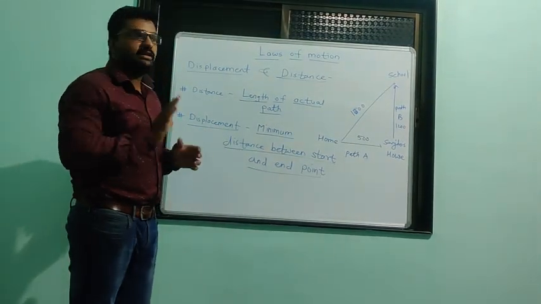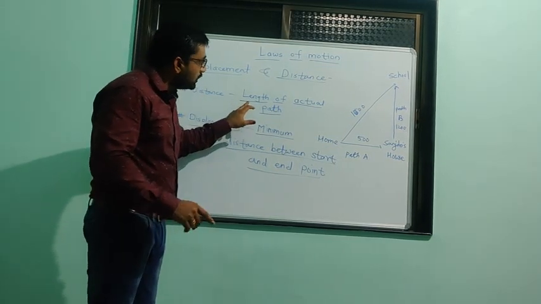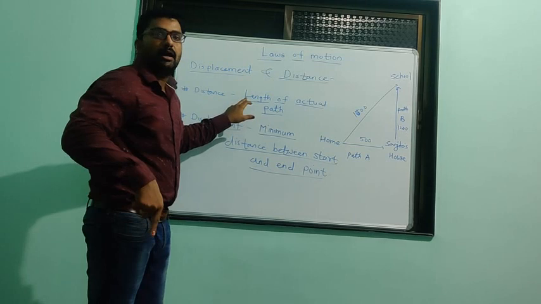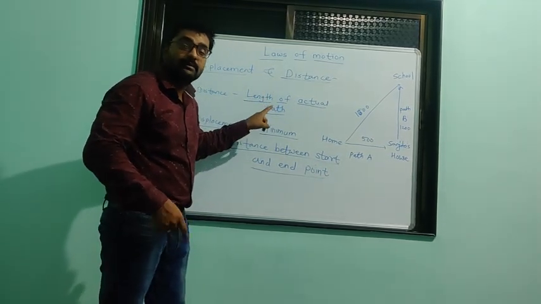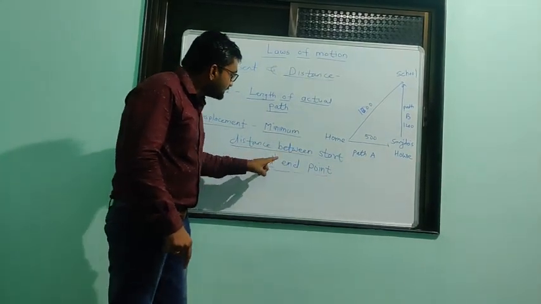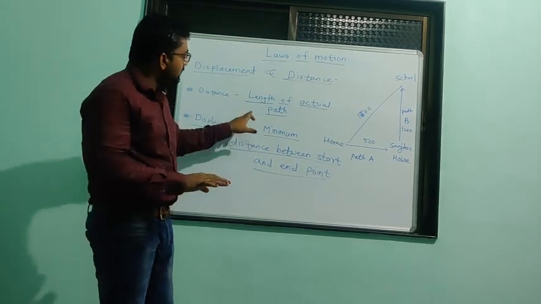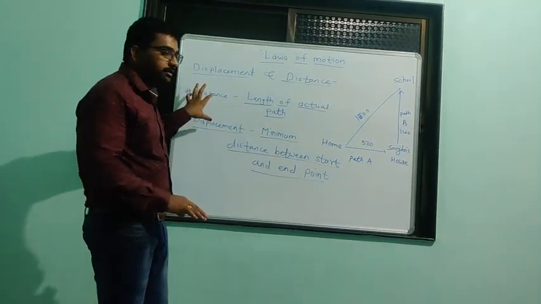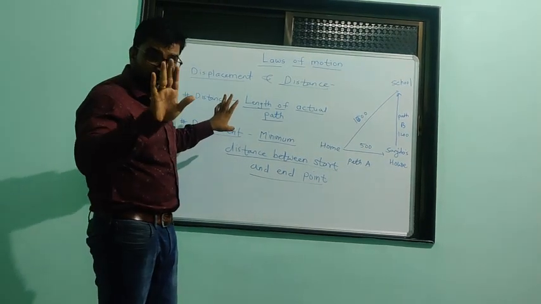Look at the very basic difference between distance and displacement. Distance is the total length of a path, how much we cover; that is nothing but the total distance. And displacement is the minimum distance between the start and end point. Remember this line in front of these two, distance and displacement. Don't be confused in that.